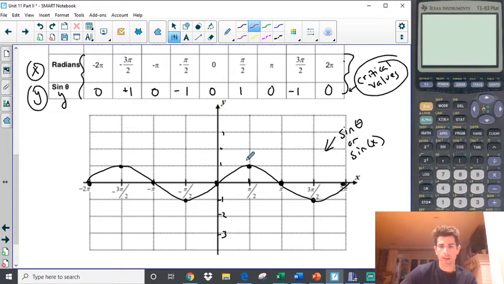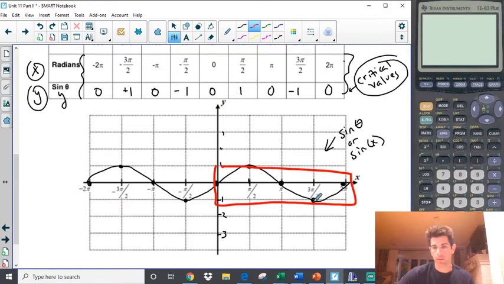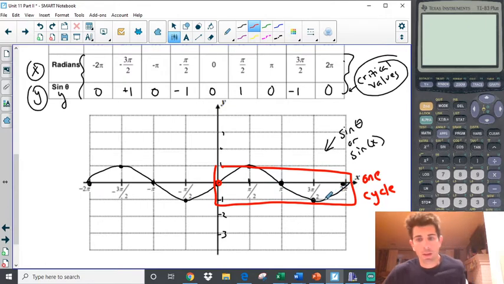An important vocabulary term is a cycle. A cycle would be like going from 0 to 2 pi, right? It's like going around a circle one time. So this right here would be considered one cycle. Because if you go around a circle, it's 360 degrees. So it's 0 to 2 pi, or 2 times 180, which is 360. So there you go. That is our first graph there.